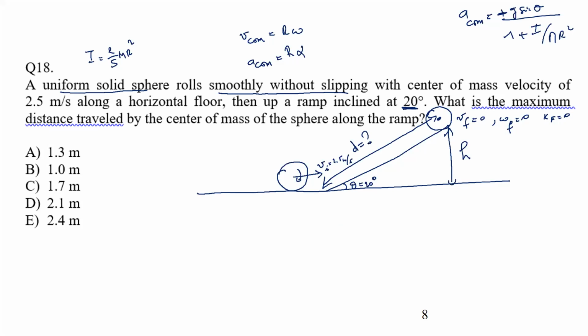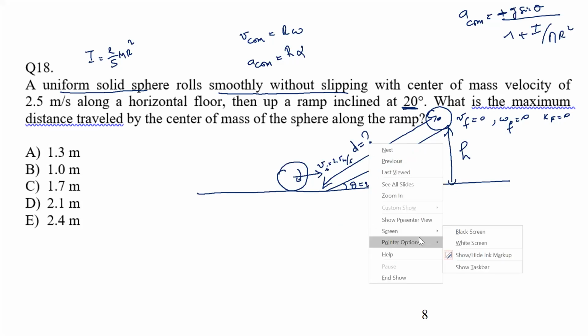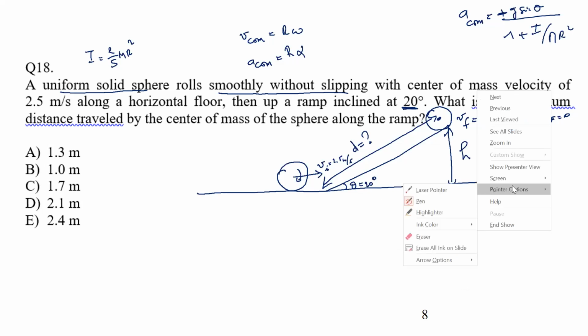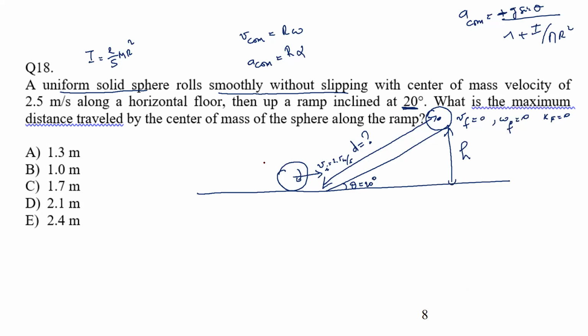That's the question. Find D, not H. I want D. So how should I do? Any idea? So as I told you, since it's rolling, there is a frictional force and it's a static frictional force. So the work of the static frictional force is 0. Doctor, we find H, then we find D.